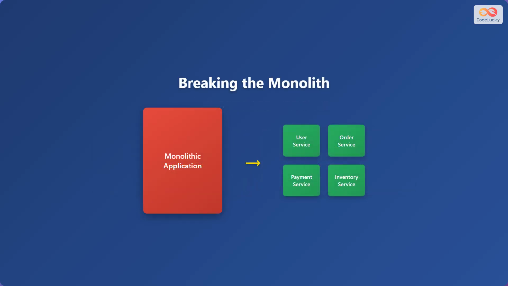Breaking down a monolith into microservices involves transforming a large single application into a suite of smaller, independent services. As you can see, the monolithic application is broken down into user service, order service, payment service, and inventory service.